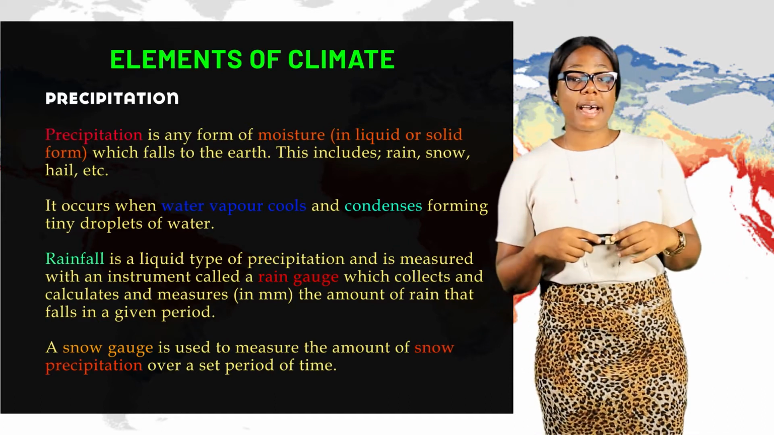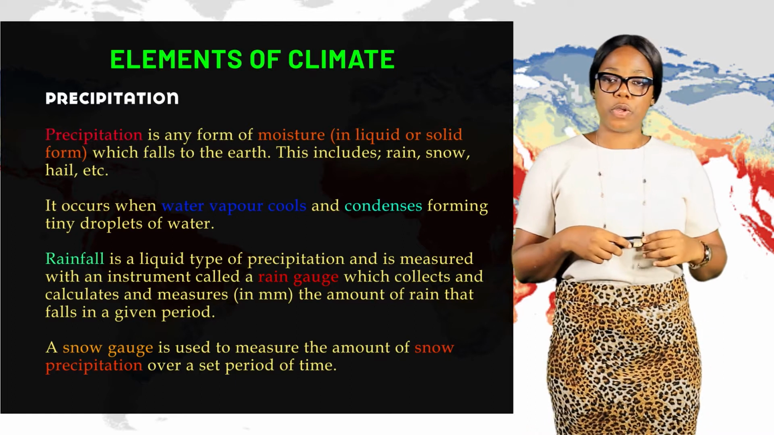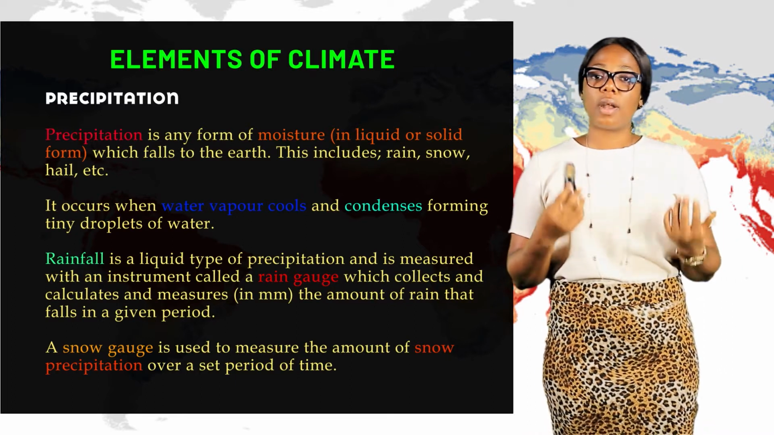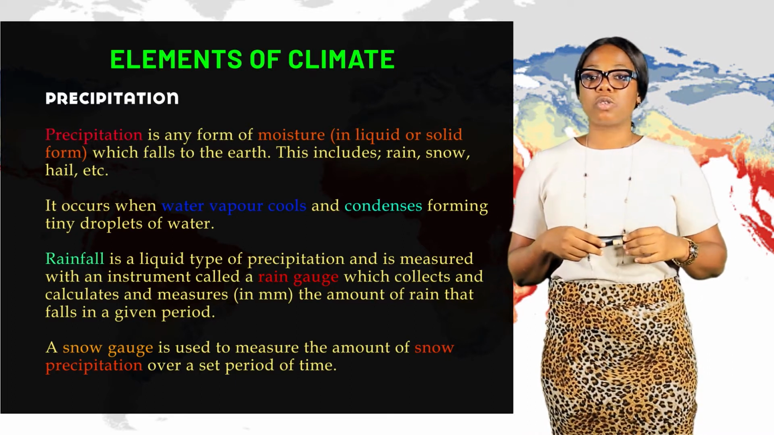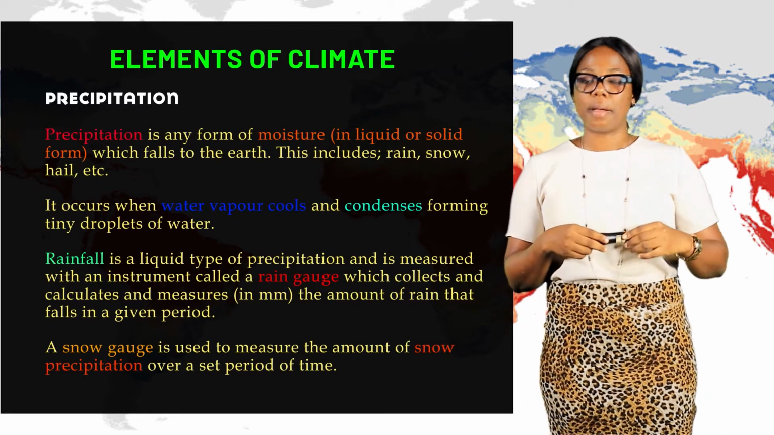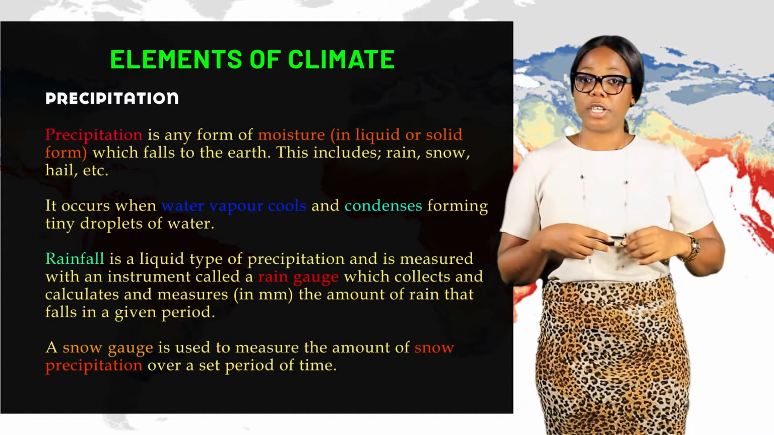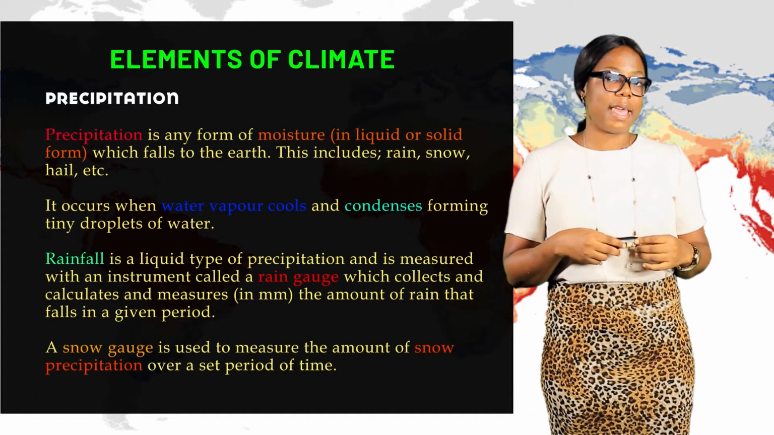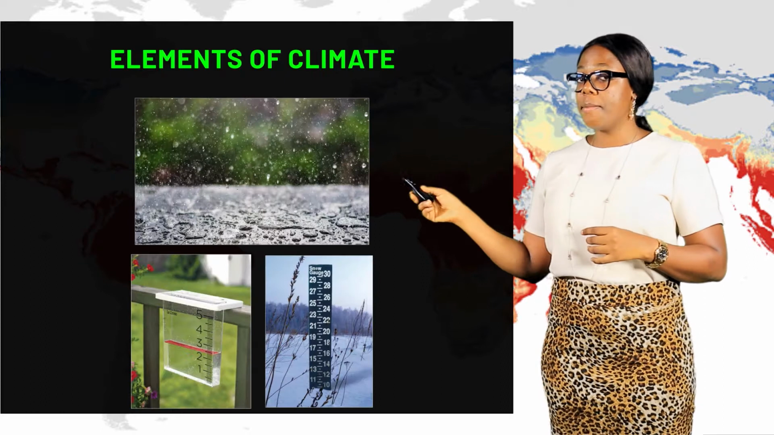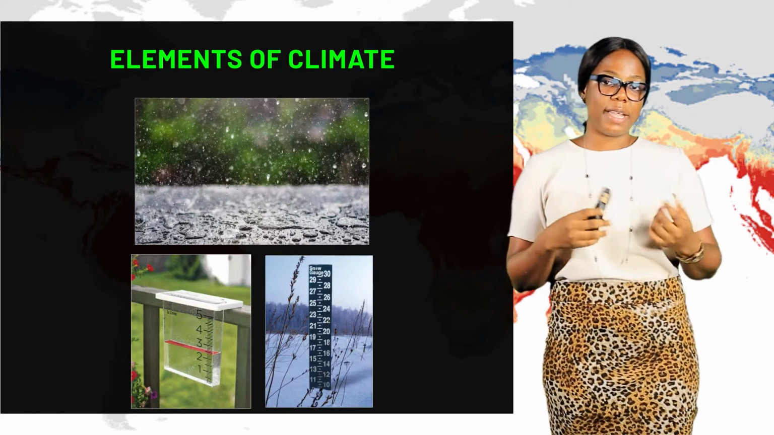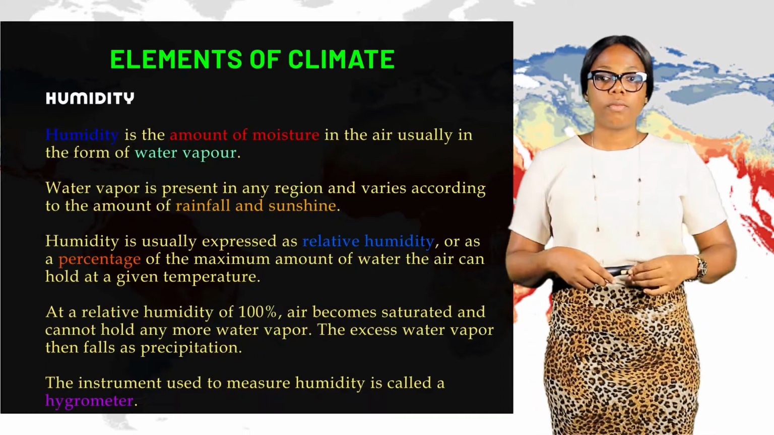Rainfall, which is a type of precipitation, is measured using the rain gauge. It collects and measures the amount of rainfall in a region in millimeters, while snowfall, which is a solid type of precipitation, is measured using a snow gauge. The images show rain gauge and snow gauge.